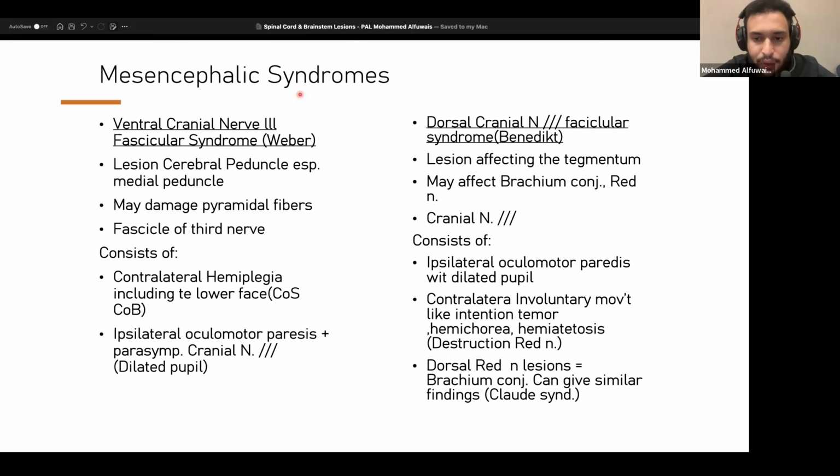And that's for Benedikt. If it's for the Weber syndrome, which is going to be the crus cerebri, or the cerebral peduncles, it will affect the corticospinal, corticobulbar, and also the oculomotor nerve. So you'll have the contralateral hemiplegia, including a lower face, and you'll have ipsilateral oculomotor paresis plus parasympathetic cranial nerve 3 involvement, which means the accommodation reflex and the dilation of the pupils are gone. Are these two clear for you guys? And these conclude the midbrain syndromes.